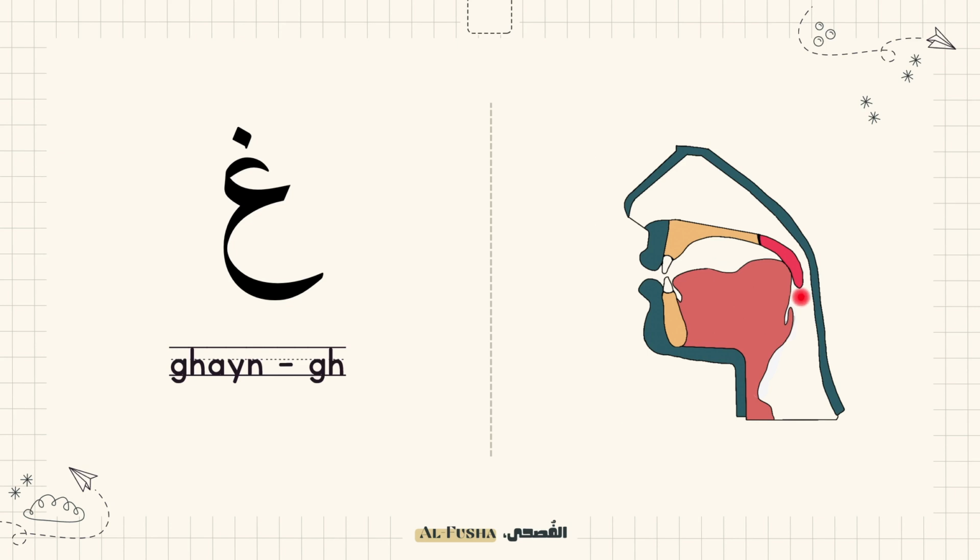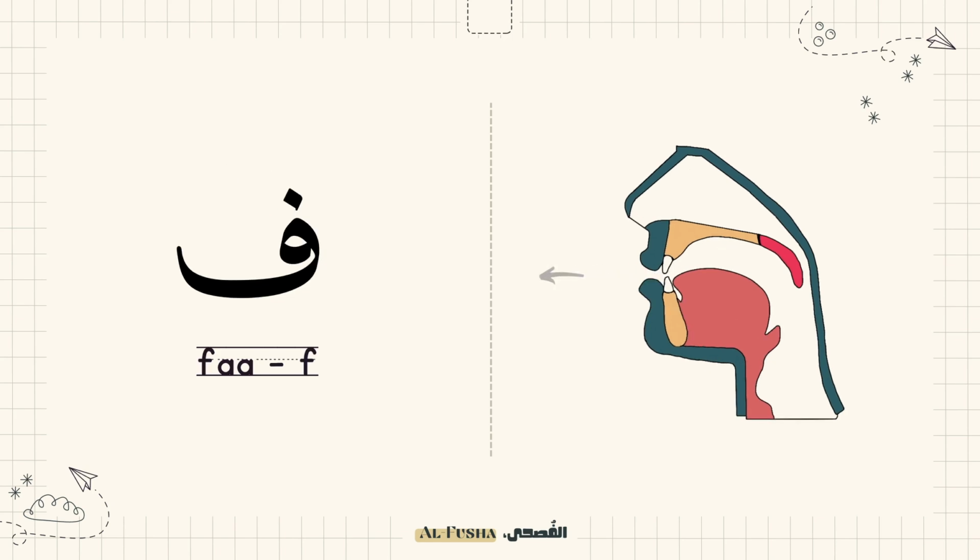While for ghain, it's more vibrated. Ghain, softer. Okay? So, ghain, gha. Excellent. After ghain, we have fa. Easy one.